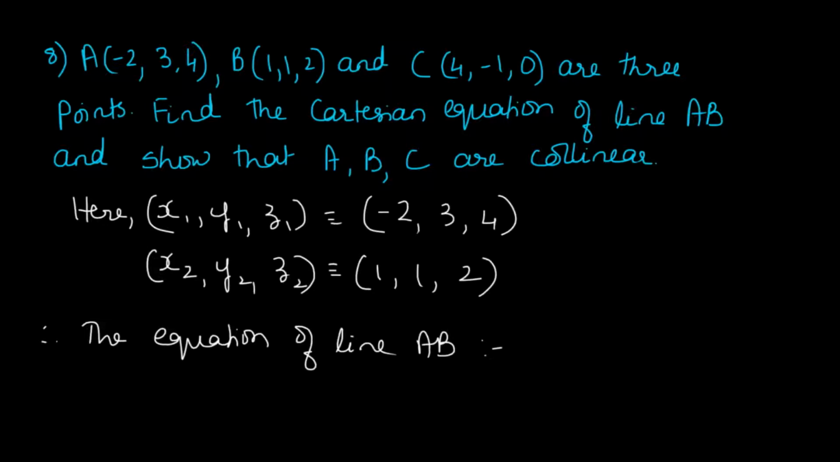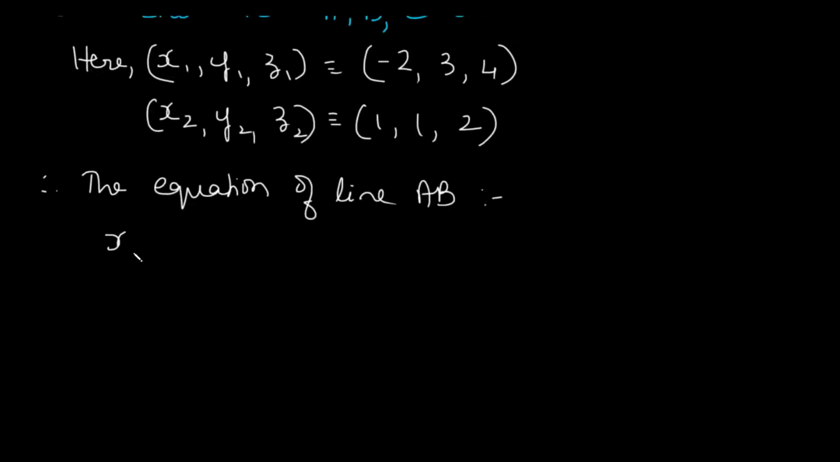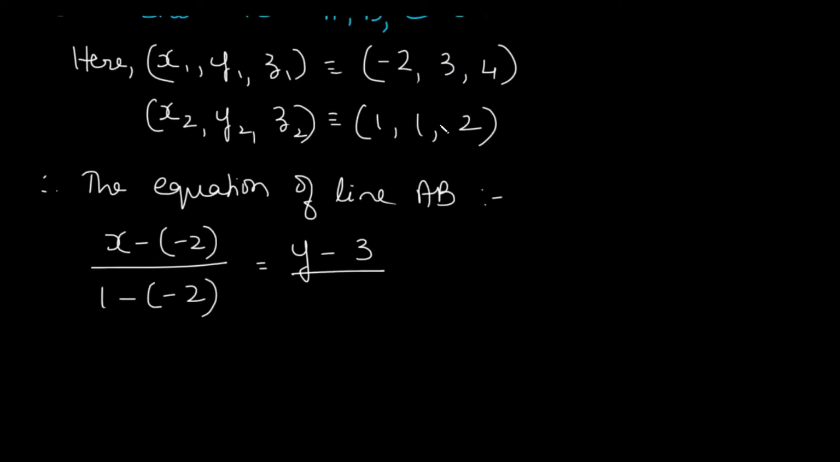Therefore, the Cartesian equation of line AB is given by x minus x1, that is x minus minus 2, upon x2 minus x1, which is 1 minus minus 2. Similarly, it is equal to y minus 3 upon y2 minus y1, that is 1 minus 3, which is equal to z minus 4 upon 2 minus 4. Remember, keep the order proper. The formula is x2 minus x1. So if you're using one particular set of coordinates as x2, y2, z2, keep it the same throughout the sum. I hope you understood what I mean.